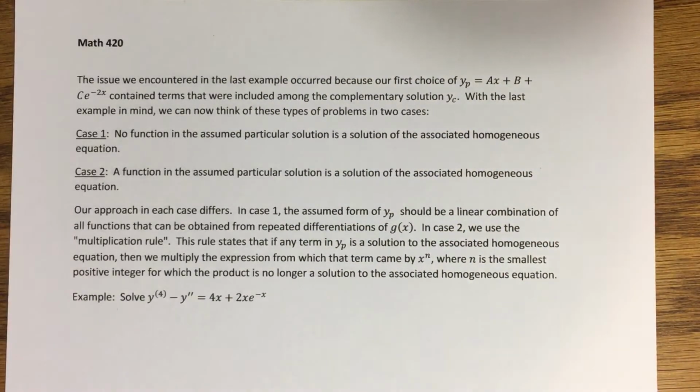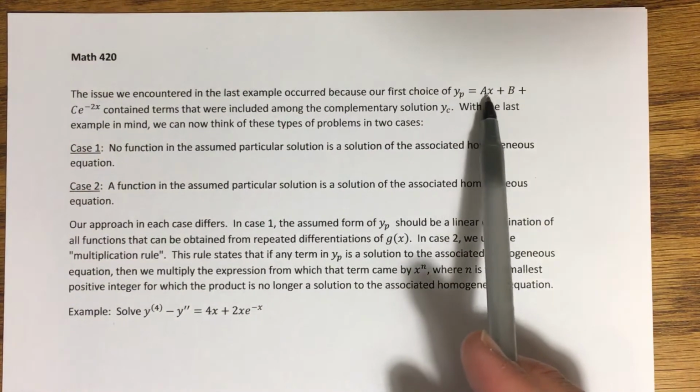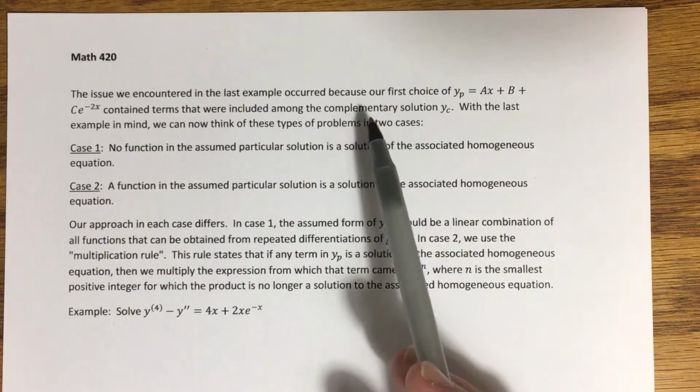Okay, so as we saw in that last example in the previous video, there are times where the seemingly obvious choice of yp leads you to a contradiction. And we identified the source of that. So in that example, our first choice of yp was ax plus b plus c e to the negative 2x.